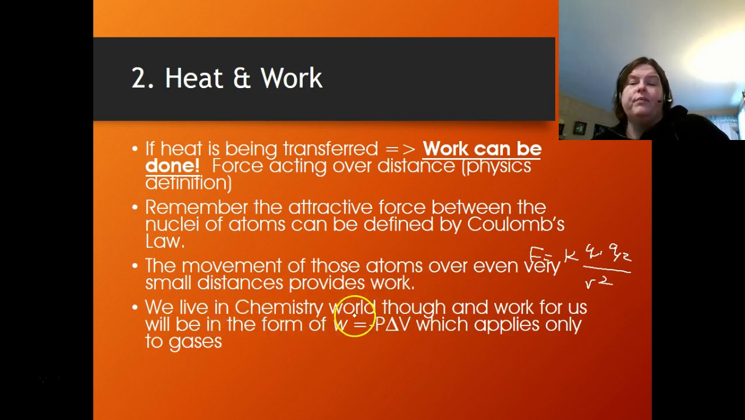But we live in chemistry world. And the only work that we're going to be working with, work that we can actually measure using our tools, is going to be PV work, pressure volume work. Okay? And this is only applied to gases. So that means in our world, work will really not be considered very much, but we need to understand how it interplays. We will be focused on heat more than work.